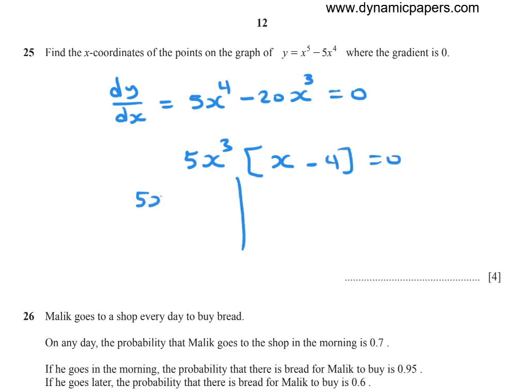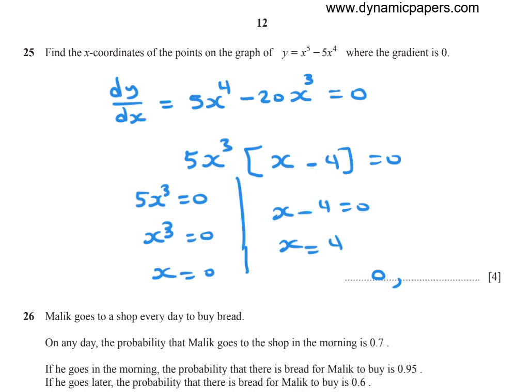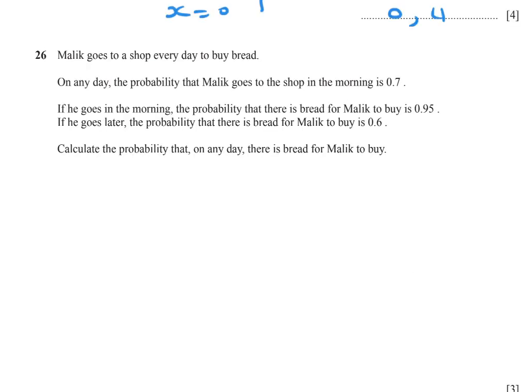So we have 5x power 3 equals 0. Divide by 5, so x power 3 equals 0. Cube root, so x equals 0. Or x minus 4 equals 0. This means x equals 4. So we have two values, 0 and 4.